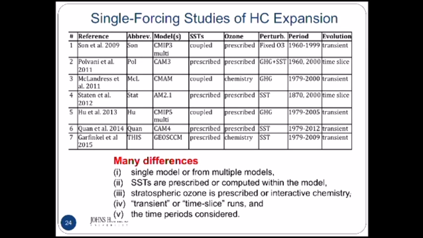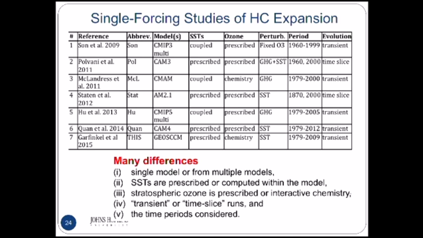So this is a table. I know, I hate showing tables in papers, let alone in talks. So the details are here. You can't read it, or I don't want you to read all of them. I'm just going to comment that, yes, there were 7 studies that had done single forcing runs of the southern hemisphere expansion, but they weren't alike. They varied between whether they were a coupled run or whether there were prescribed SSTs. They varied between whether stratospheric ozone was prescribed or whether there was interactive chemistry. Several of them were single model studies, but a couple were multi-model.